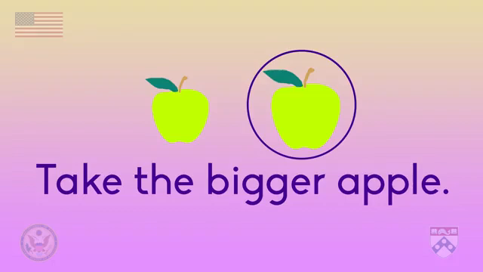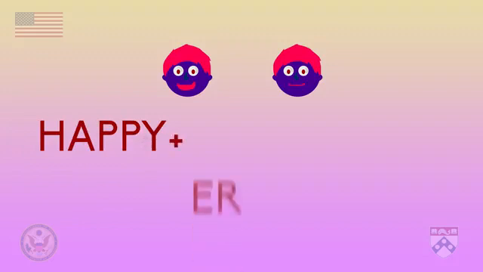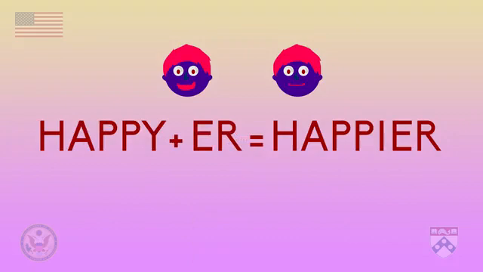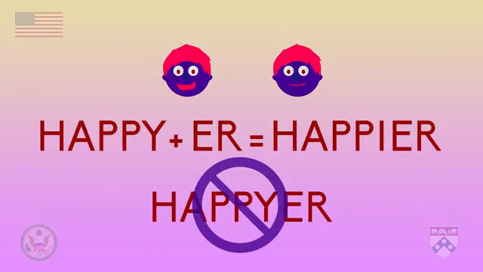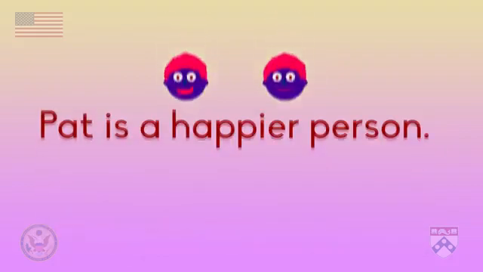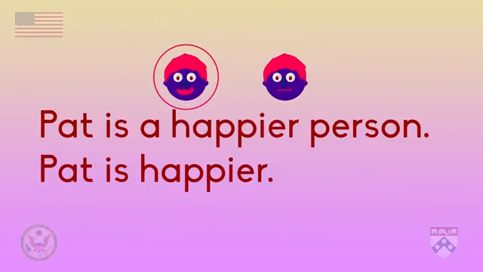We've now talked about the form of a comparative adjective, adding the letters ER to an adjective and maybe changing the spelling, but there's more to learn about how to use them. Here are two happy people, Pat and Sam. To describe how they're different, let's take that adjective, happy, and make a comparative adjective by adding the letters ER. Notice how the spelling changed. H-A-P-P-I-E-R, not H-A-P-P-Y-E-R.